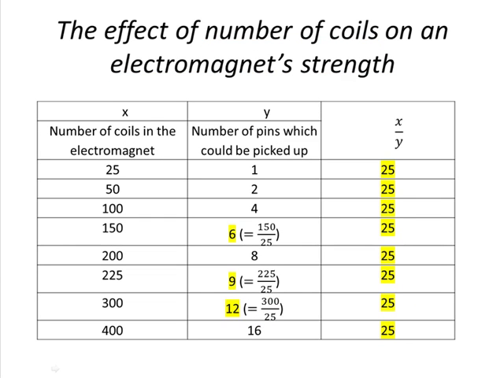So let's look at some patterns in this. For example, 100 times 3 equals 300, just as 4 times 3 equals 12. 150 times 1 1/3 equals 200, and 6 times 1 1/3 equals 8. As x is increased by a certain factor, y increases by that same factor. X divided by y gives 25 in this case. So the ratio between x and y is constant. Y divided by x would also always give a constant. It would be a different constant, of course. It wouldn't be 25, it would be 1 over 25.